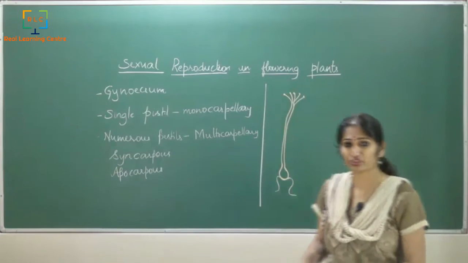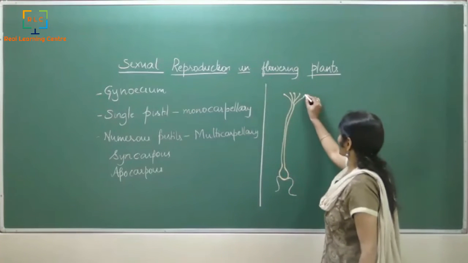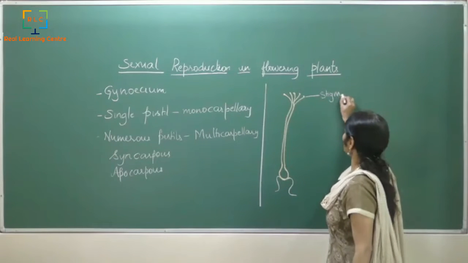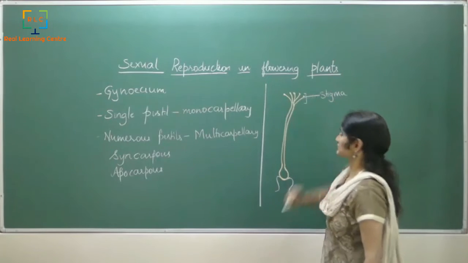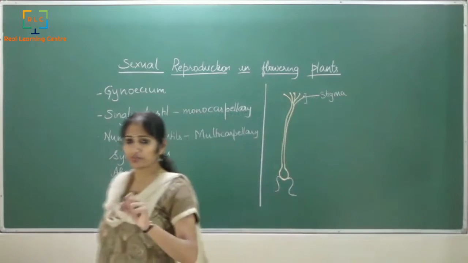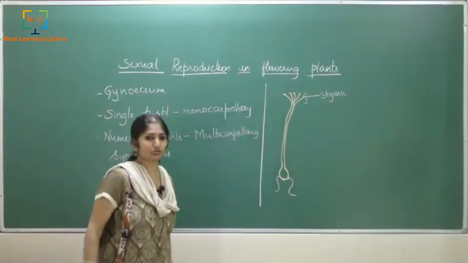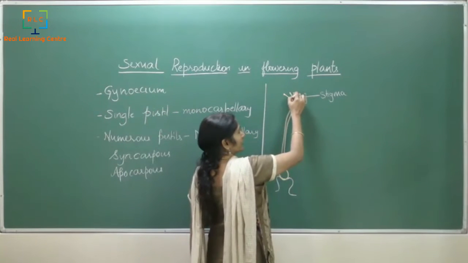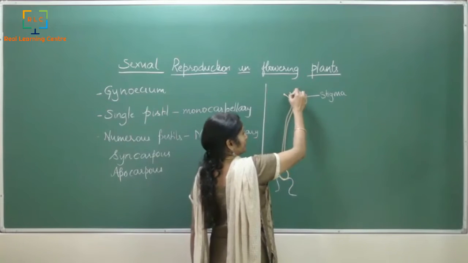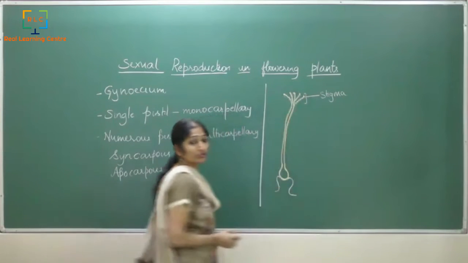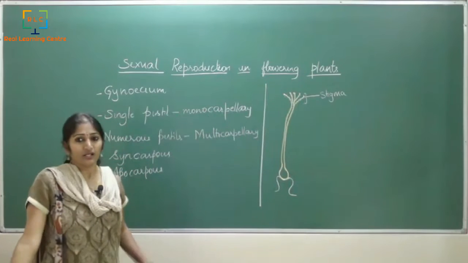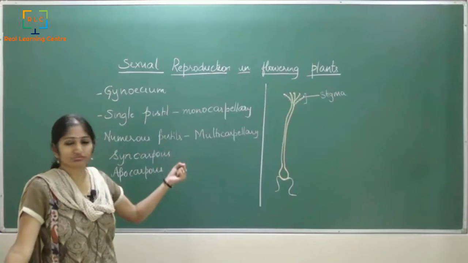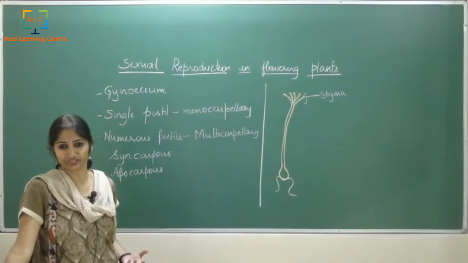Now this gynoecium has the exposed part which we call the stigma. Very important. If you see it under the microscope, you see very small, thin, hair-like structures here, which help to trap the pollen grains if they fall on the stigma. Also, there are some sugary substances which help in the attachment of the pollen grains, right?